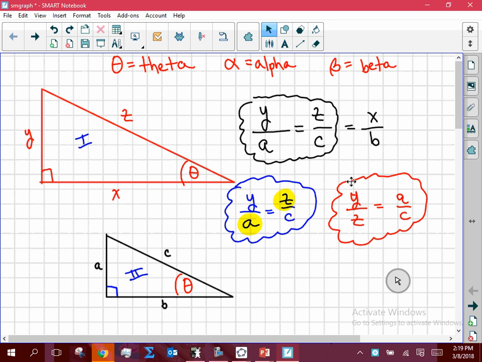Now, the fact is, this y and z and this a and c, they can be anything they want to be as long as these angles theta are the same thing, because then they have to be similar triangles. If this angle here was, I don't know, 30 degrees, and this angle here was 20 degrees, these relationships don't exist, okay? These would have to both be 30 degrees or both be 20 degrees or something like that.